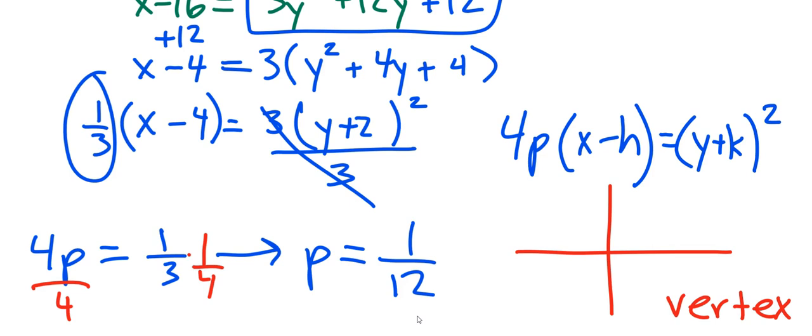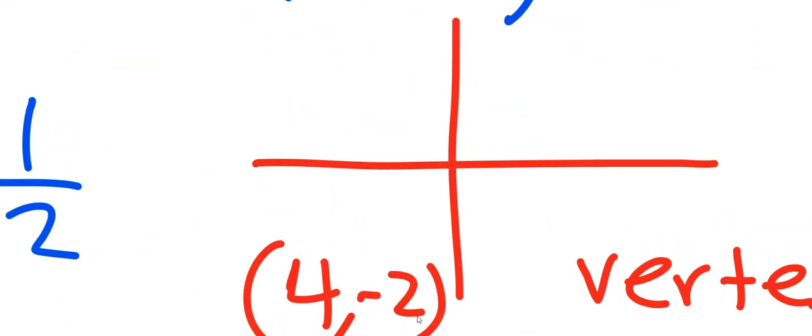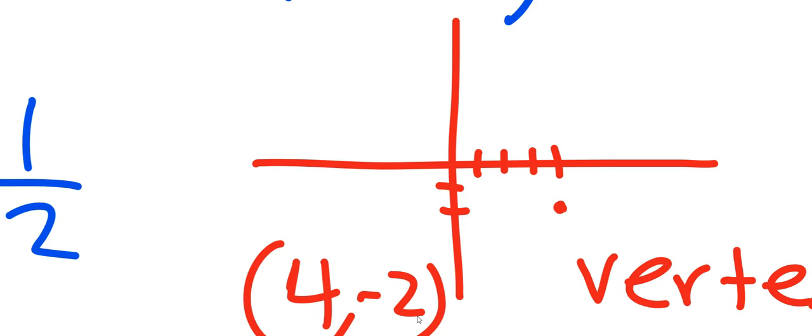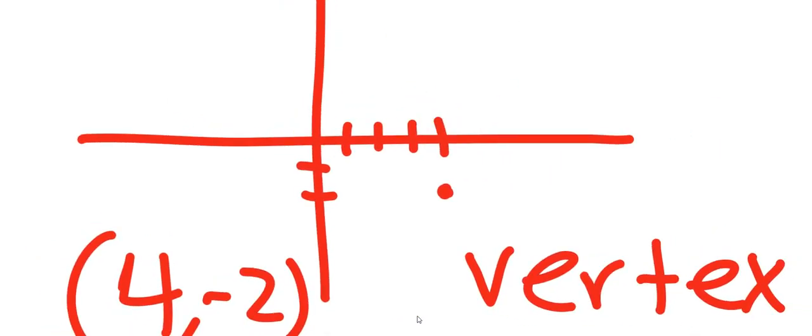It is 4, -2. That's true. 4, -2. 4, -2. Oh, this is going to be bad. Yeah, 4, -2. It opens to the right, you said. Okay, how far do I go to the right to find the focus? 1/6? I don't think so. And then your vertex. How far to the right do I move to find the focus?